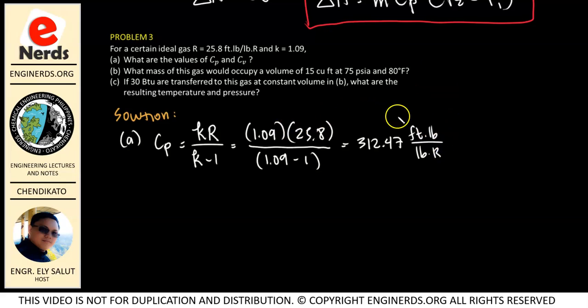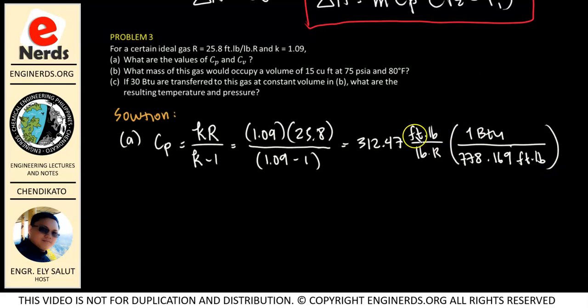Okay? And as you can see, this is a bit difficult to handle, no? We can see here in our C that it is expressed in BTU. So it is better to convert this to BTU as well. In order to convert that, we should know our conversion factor. For every 1 BTU, we have 778.169 feet pound. So that is our conversion. This feet pound will be cancelled out, so what is left is BTU per pound per Rankine.